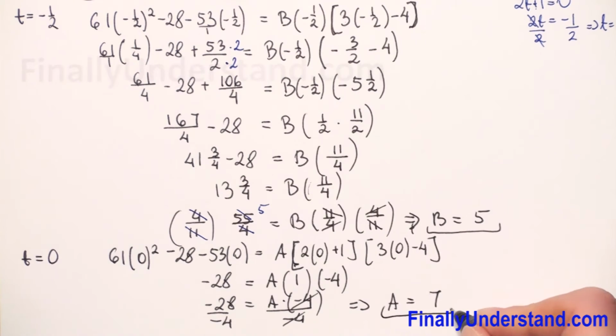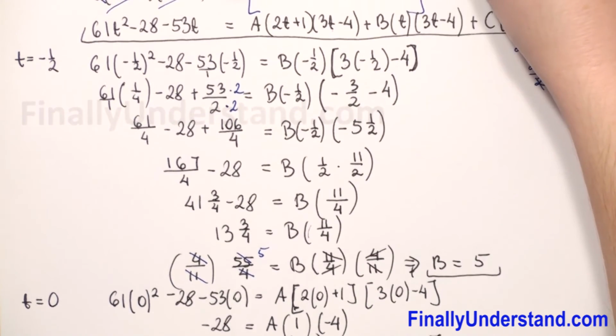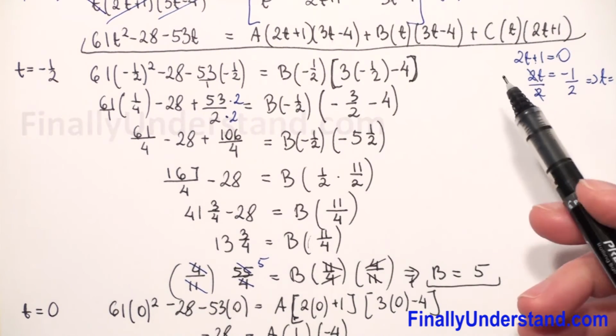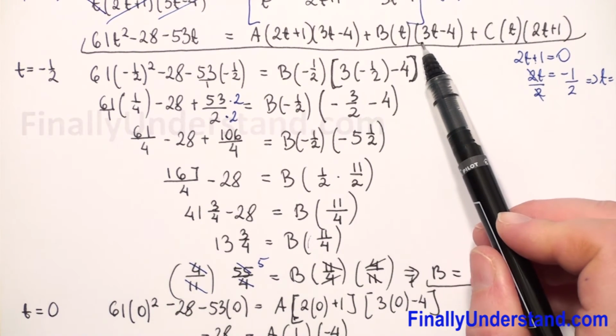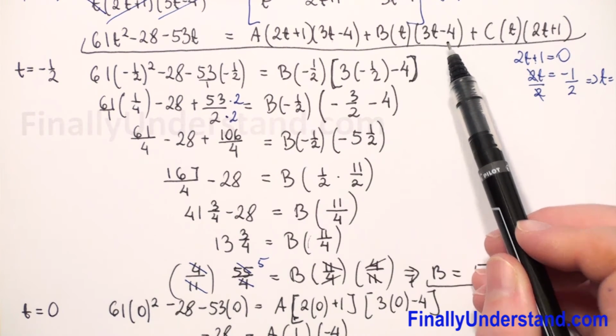So we have a, b, and now we need to find c. We have to check when 3t minus 4 will be 0.